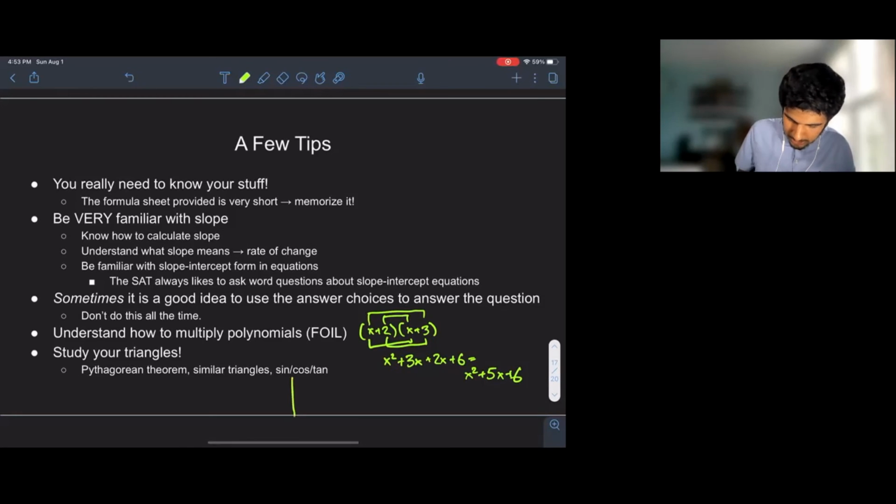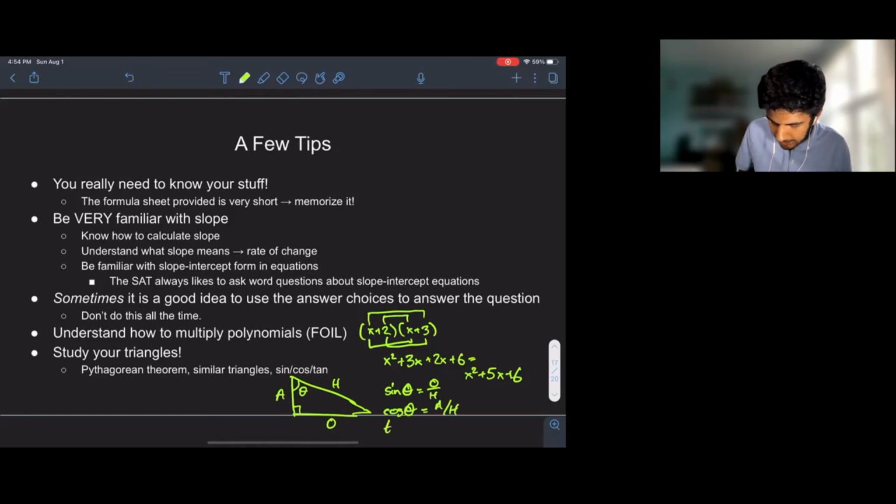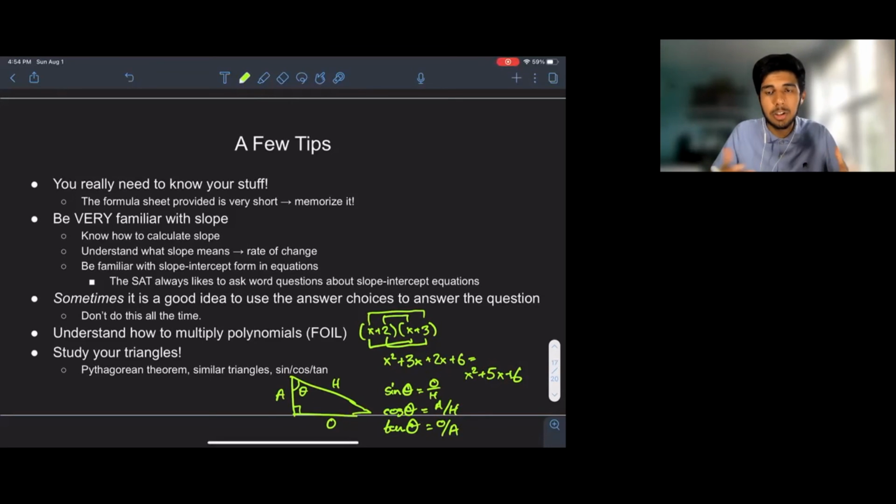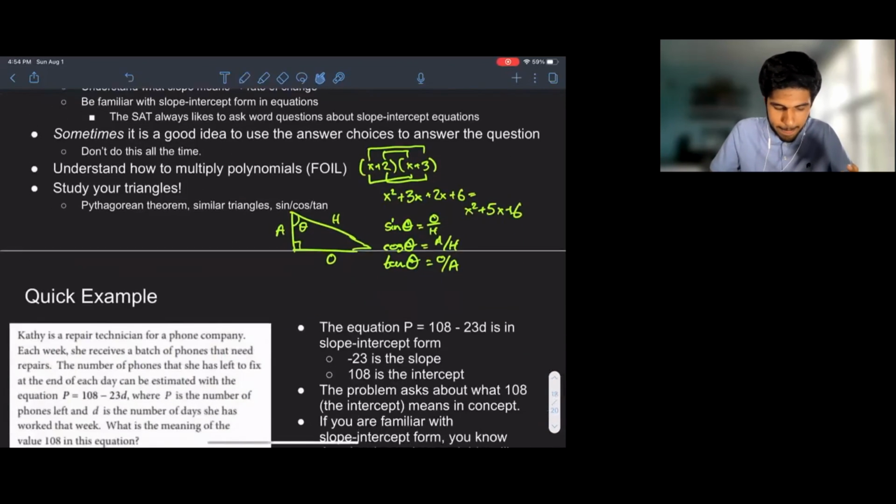I'll quickly demonstrate. So if we have a triangle that's a right triangle, that's a really bad triangle. So that's a right triangle, and we have an angle theta. This side here is called the opposite side. This is the adjacent side, and this is the hypotenuse. So sine of theta corresponds to opposite over hypotenuse, cosine of theta equals adjacent over hypotenuse, and tangent of theta equals opposite over adjacent. So be familiar with that, know how to solve questions that involve that. Again, it's not super common we'll see this, but it is helpful to know.